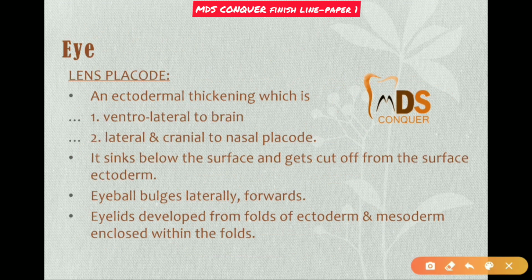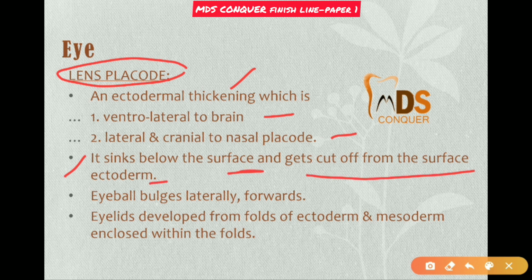Then coming to the eye, lens placodes are involved. These are the ectodermal thickenings present ventrolateral to the brain and lateral and cranial to the nasal placode. They will sink below the surface and get cut off from the surface ectoderm. Afterwards, the eyeball bulges laterally and forwards, and then the eyelids develop from the folds of ectoderm and mesoderm.